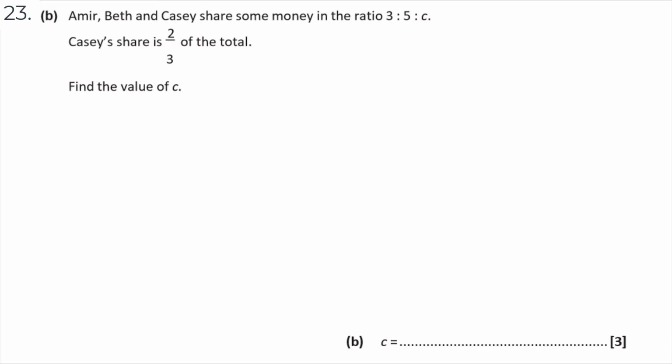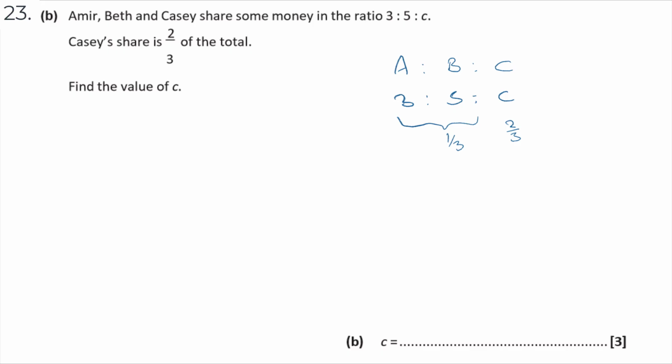Part B, Amir, Beth and Casey share some money in the ratio 3 to 5 to C. Casey's share is 2/3 of the total. Find the value of C. If you have a look at Amir and Beth's share, we've got Amir to Beth to Casey in the ratio 3 to 5 to C. Then if we know that Casey's share is 2/3 of the total, then those two parts are going to have to be the remainder. It's going to be 1/3.